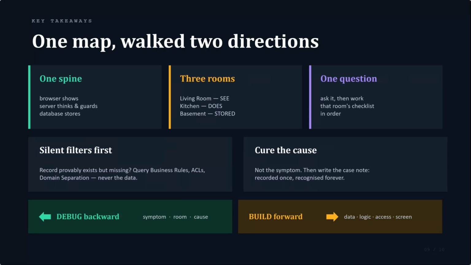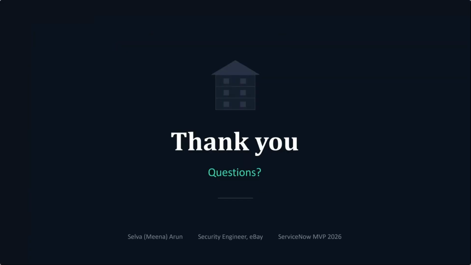So the last thing: the same map works both ways. Broken, you walk it backwards, like symptom, room, cause. Building, you walk it forward, like data, logic, access permission, and the screen. So the same map, two directions. Try it on your very next ticket. And that's the three house method: one path, three rooms, and one question.